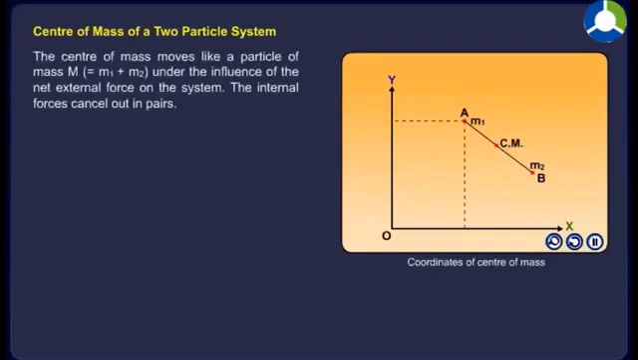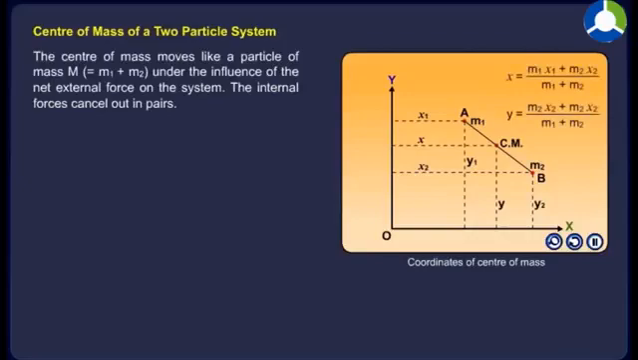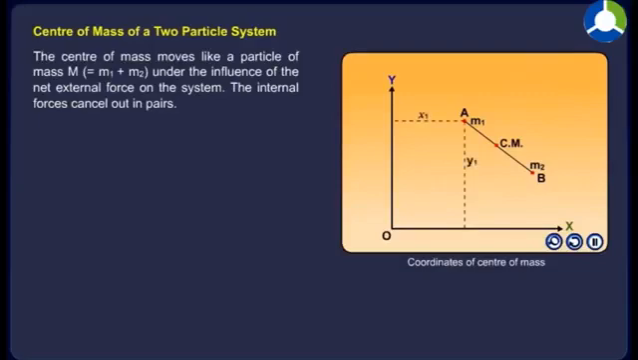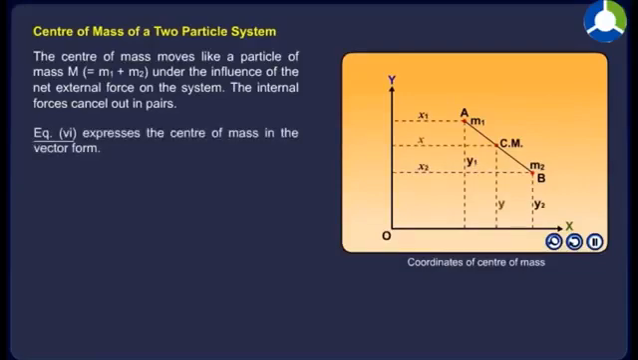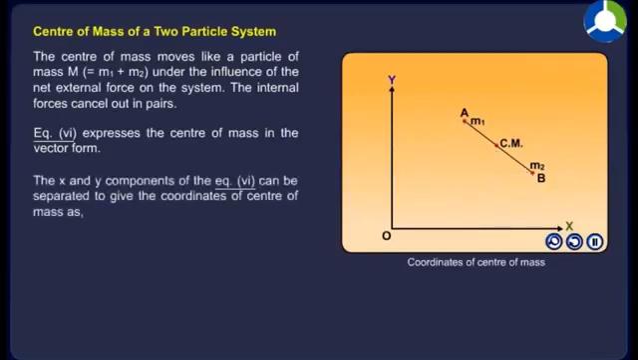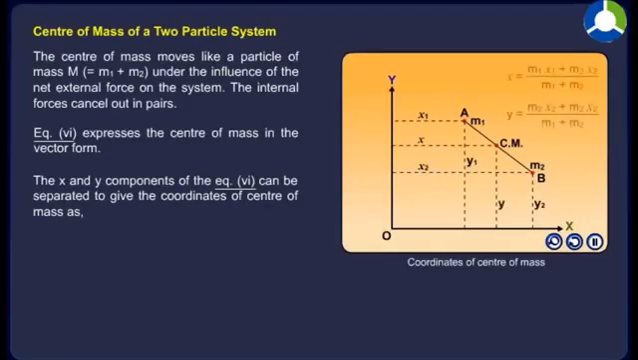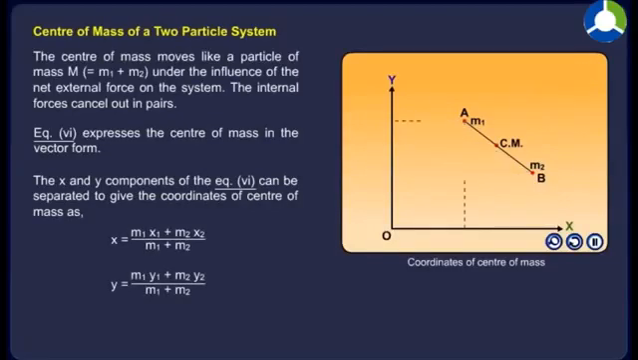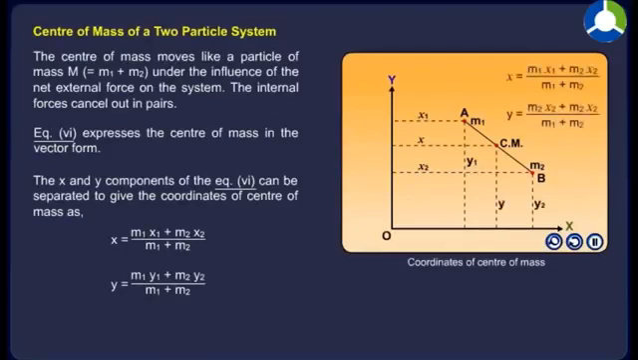The center of mass moves like a particle of mass m equal to m1 plus m2 under the influence of the net external force on the system. The internal forces cancel out in pairs. Equation 6 expresses the center of mass in vector form. The x and y components of equation 6 can be separated to give the coordinates of the center of mass as x is equal to (m1 x1 plus m2 x2) upon (m1 plus m2). Y is equal to (m1 y1 plus m2 y2) upon (m1 plus m2).